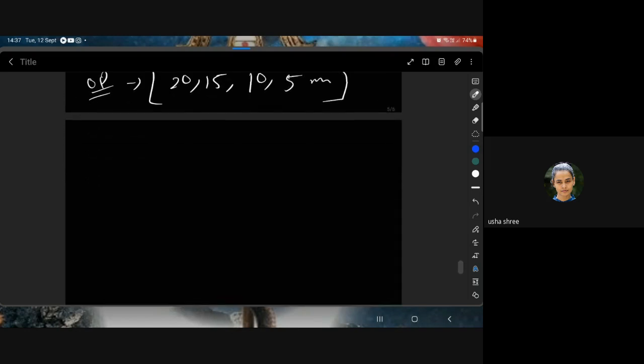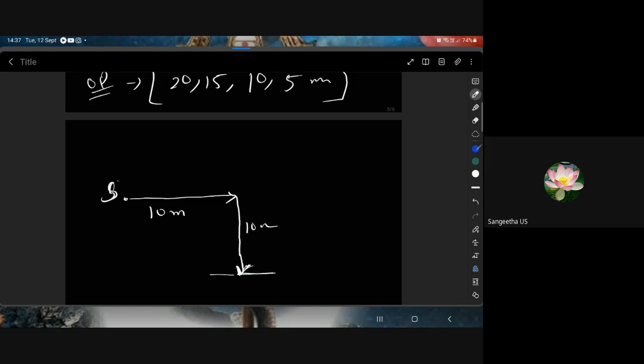So let's see. Suppose the person is walking from this point. This is the starting point S. From this point, he has walked 10 meters. Now he took a right turn and walked 10 meters. Right turn means down towards the north. So another 10 meters he has walked. Now from this point, he took a left turn. Left turn means this side, towards east.